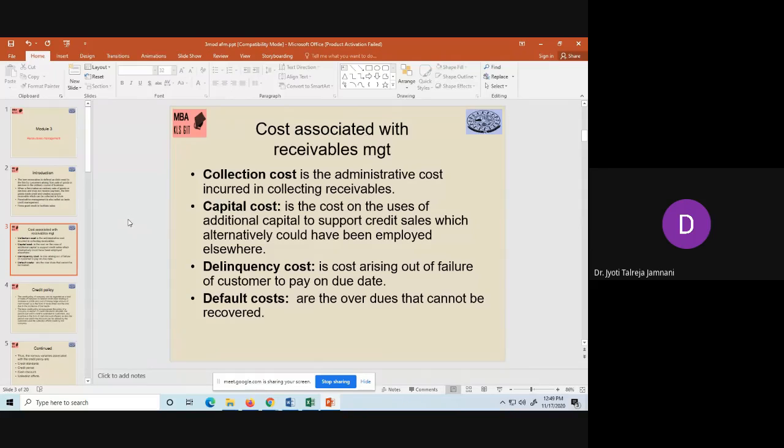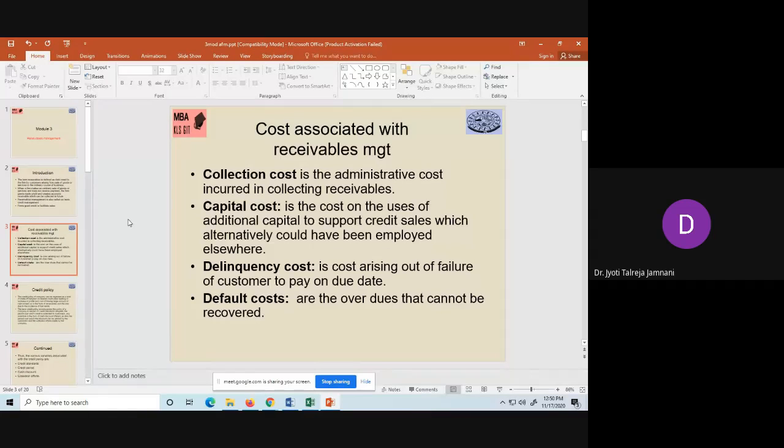And the last is default cost, which we also call bad debts, where the overdues will not be paid or we cannot recover it. So APC has become a defaulter and he says, I'm sorry, I don't have money, I cannot pay you anything. So that becomes bad debt. So these are the 4 costs that are associated with credit management.